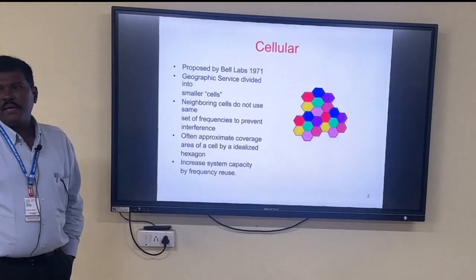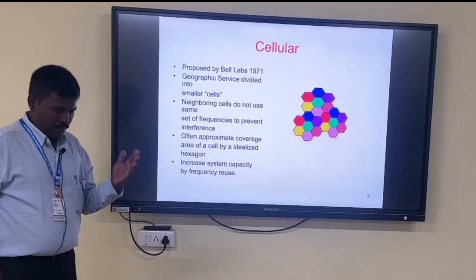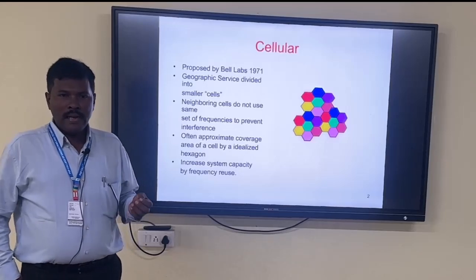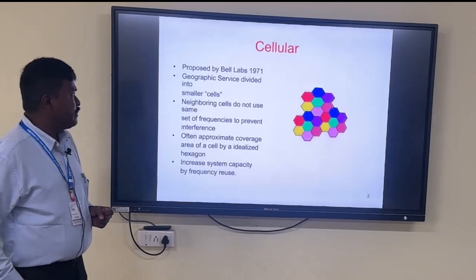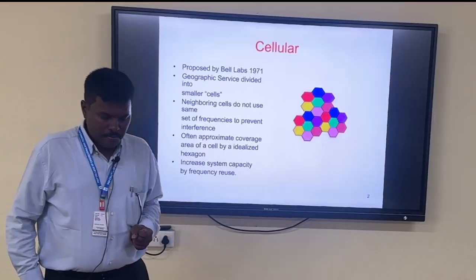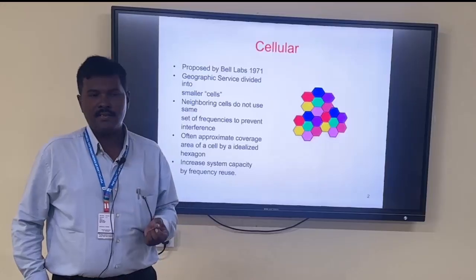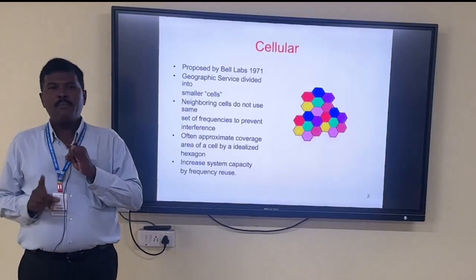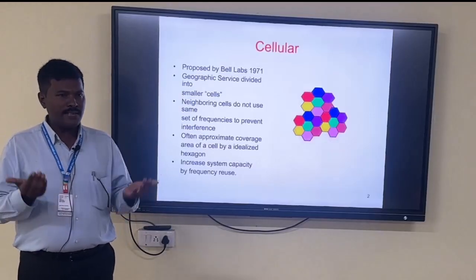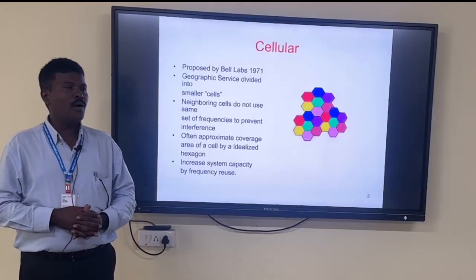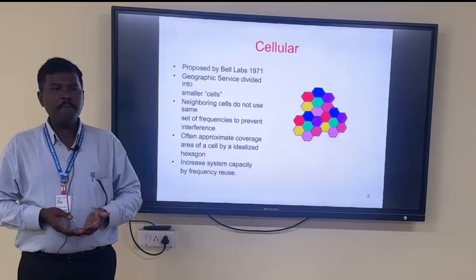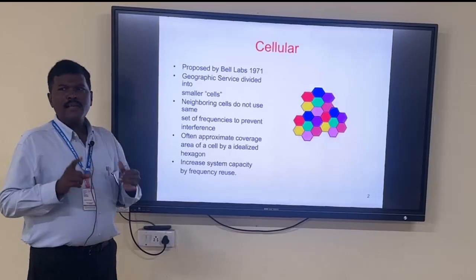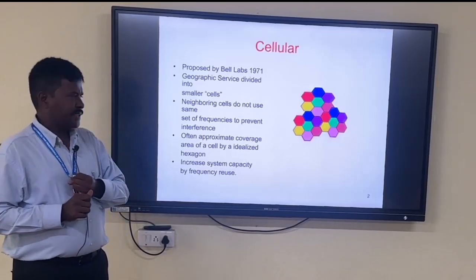So first of all, we will see what cellular is. As I told you, from the 1940s, and in 1971, Bell Laboratories proposed the cellular concept, and based on this concept, the geographic service area is divided into a number of cells. The main thing to be maintained is that neighboring cells should not use the same frequency, and the reason for this is to prevent interference.